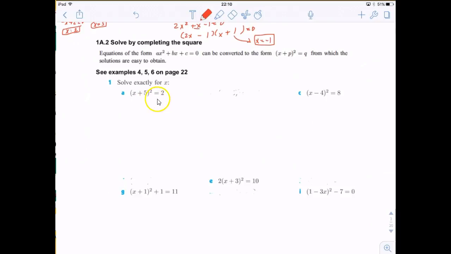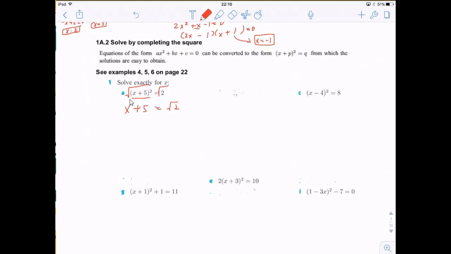Okay? You're thinking, man, I can't use the null factor rule here because it's 2 on the right side instead of 0. But you can do a trick, which is if you have a perfect square on this side, you can take the square root of both sides, right? What if I took the square root of this side and take the square root of this side? They're still equal, right? So if I take the square root of x plus 5 squared, the square root is going to be x plus 5, right? And then here I'm going to have square root of 2, okay?